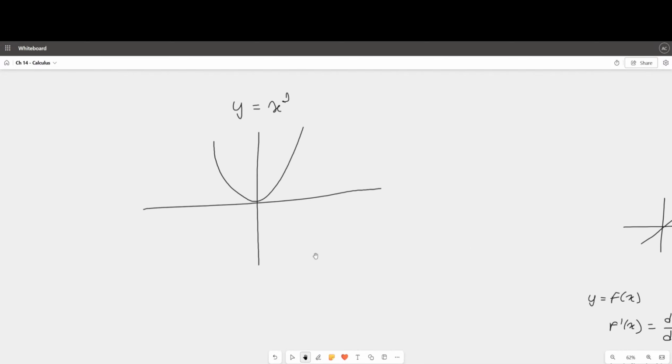So if we're given a line y is equal to x squared, how do we find the gradient? Well, we can use the formula. If we're given some value x here, this will give us x squared.